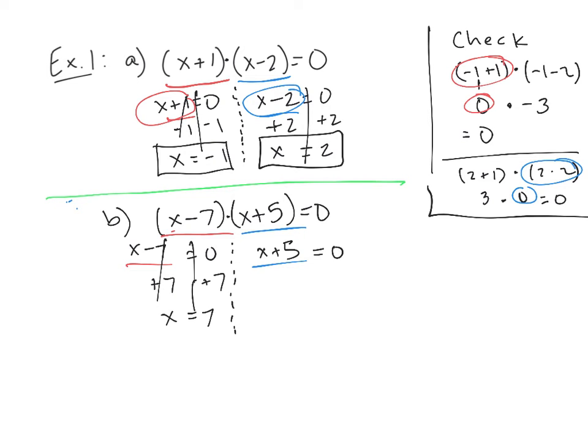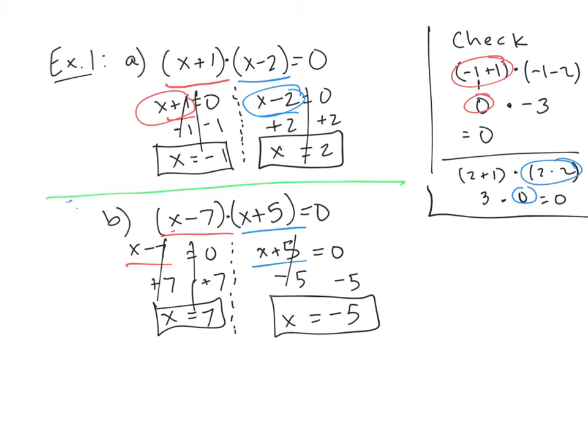And I get x equals 7. If I think about solving the blue, that second mini equation, I can solve it by subtracting 5 off of both sides. So I get x equal to 0 minus 5, which is negative 5. So that's kind of the main strategy behind the zero product property here.